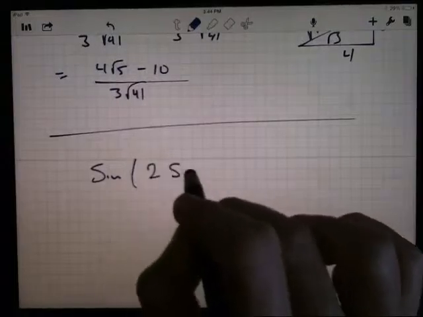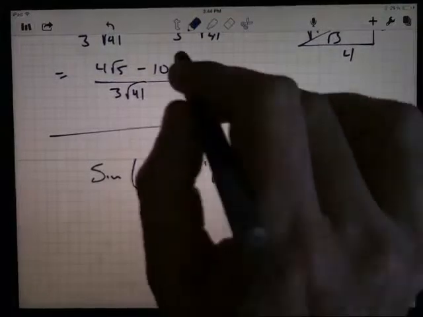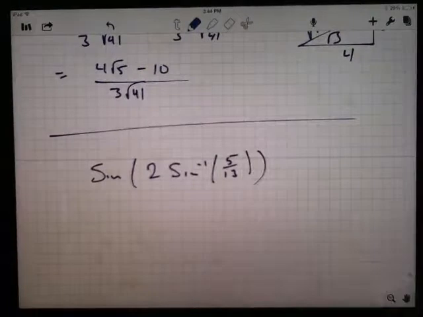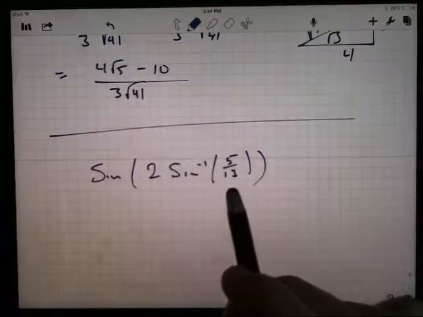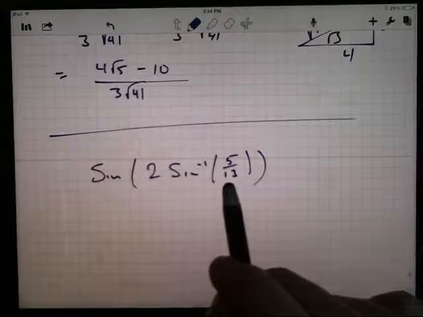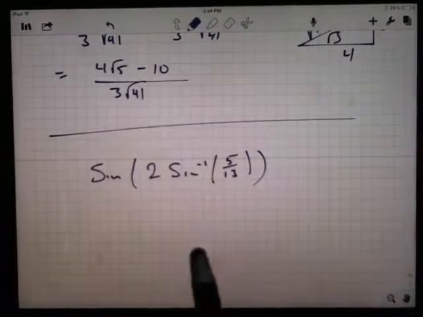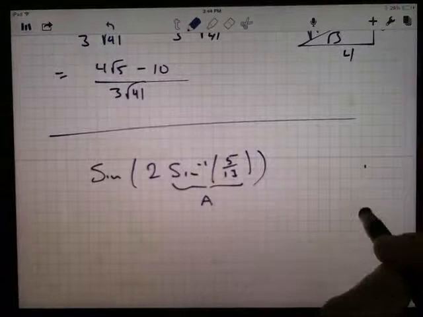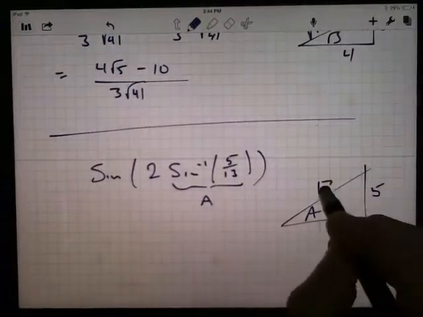2 times the inverse sine of 5/13. Now, yeah, you can use your calculator and say, what's the inverse sine of 5/13? But what fun is that? I mean, we can do this without using that inverse trig button on the calculator because I know a lot about this angle. This right here is an angle. It's the angle whose sine is 5/13. Here's A. I want the sine to be 5/13, right?